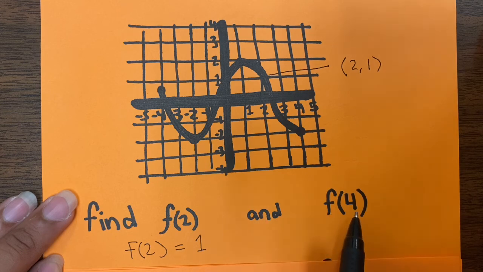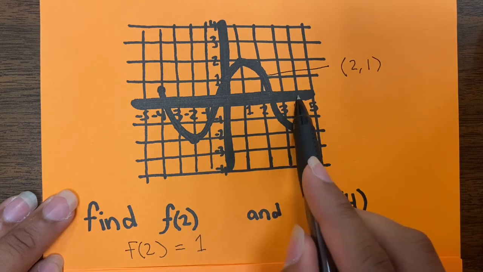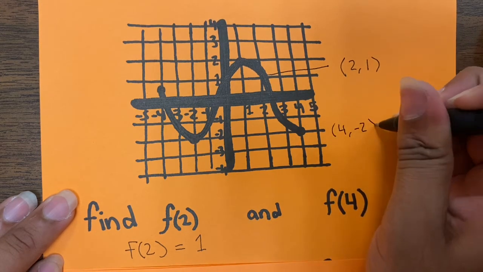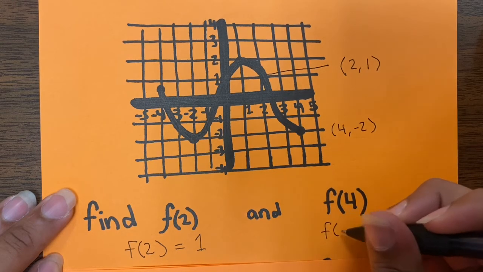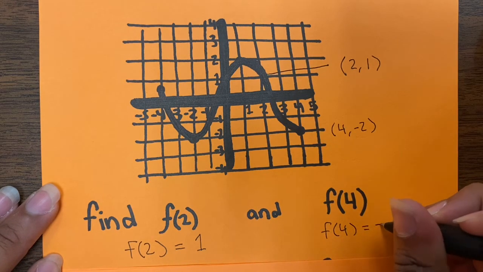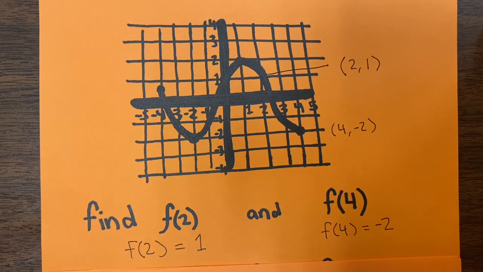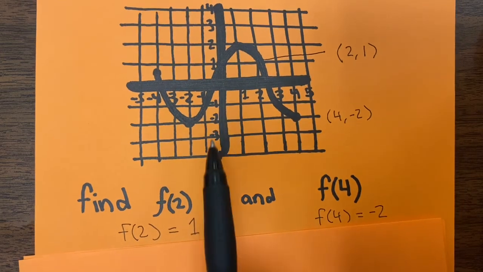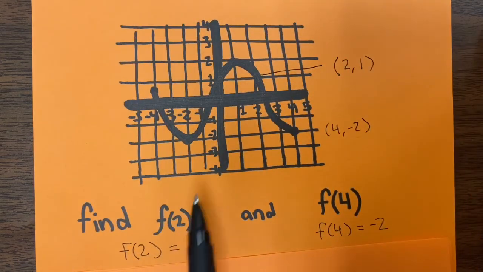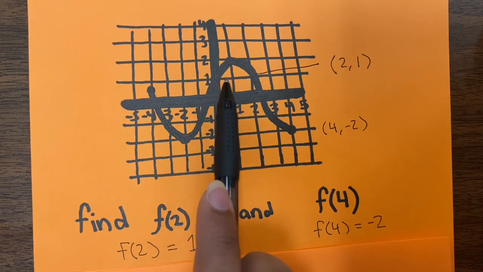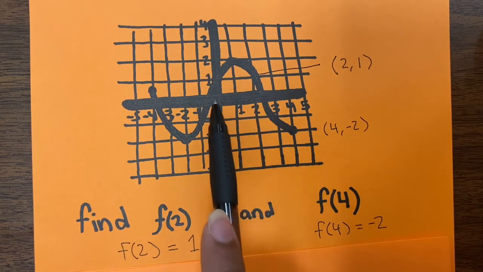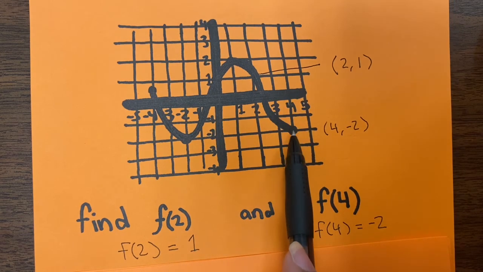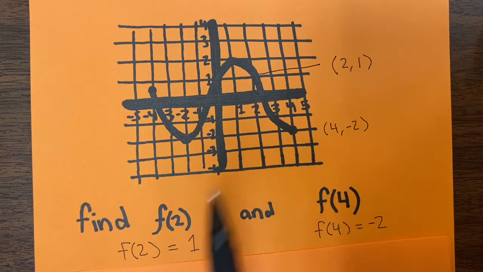And if we want to find f of 4, so when x is 4, the y value is -2. So f of 4 equals -2. So remember, whenever we're trying to find or evaluate for a function, all we have to do is look for that coordinate point. So when x is 2, I'm looking to see what is the y value that goes with it. And in that case, it would be 1. When I'm looking for 4, I look on the x-axis, what is the y value that goes with it? And on the graph, that would be -2.